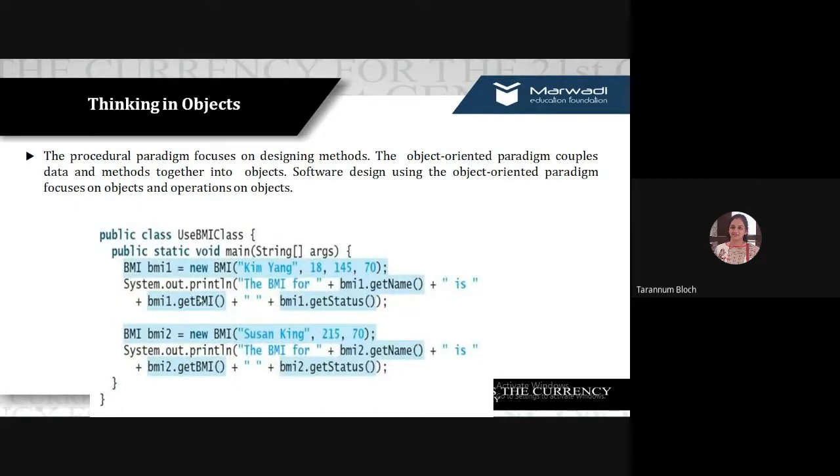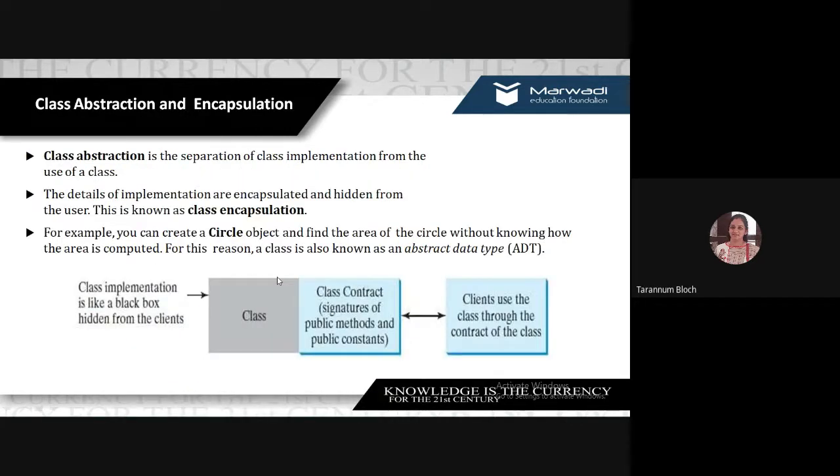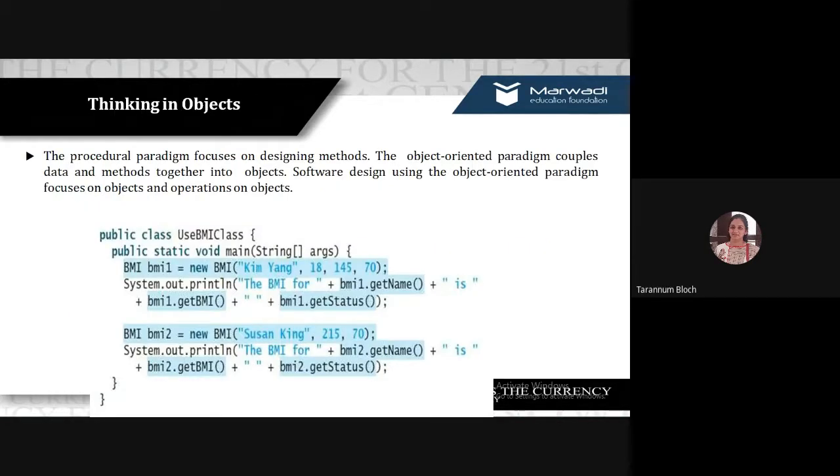So you can see this is totally hidden. How this is computed is not clearly exposed here, because we use the object, and with the help of those objects we call the methods. So class implementation is like a black box hidden from the client. The client uses the class through the contract of the class, right? Contract means signature: what the methods are and how we can use them with the help of objects. So this is the contract through which the user uses the class.